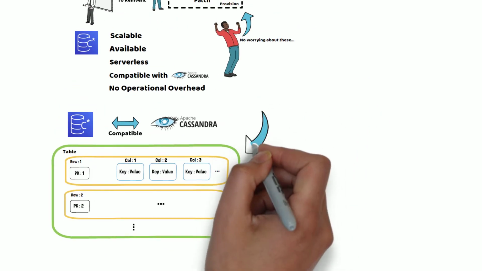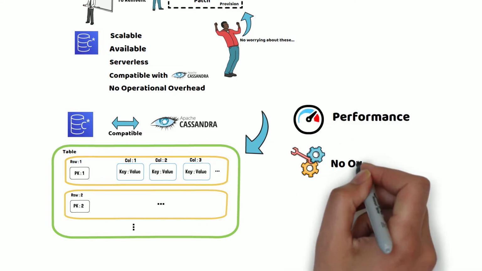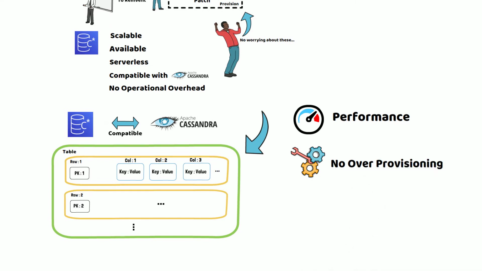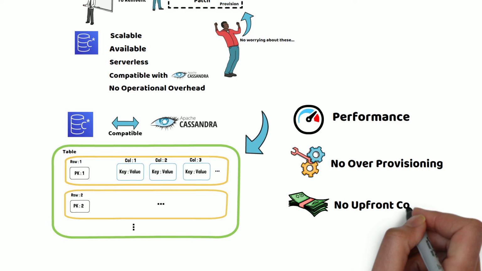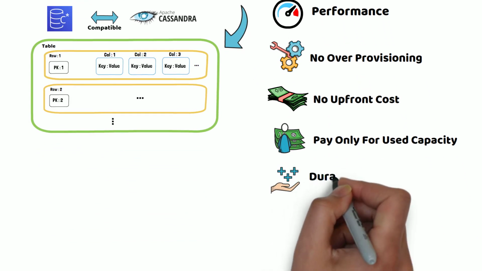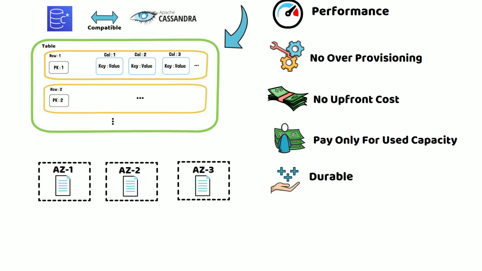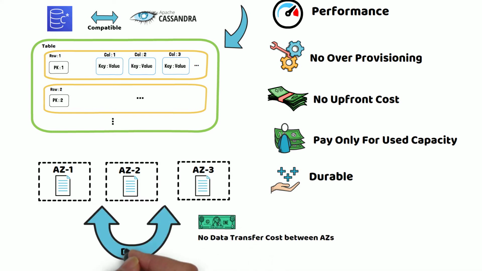Jose was pleased to learn that Amazon Keyspaces provides consistent single-digit millisecond performance without over-provisioning costly clusters. And because no upfront investments are required to use Amazon Keyspaces, Jose's organization only pays for the used capacity, therefore optimizing cost. Regarding data durability, Amazon Keyspaces replicates data across 3 availability zones without the extra cost for inter-availability zone data transfers.